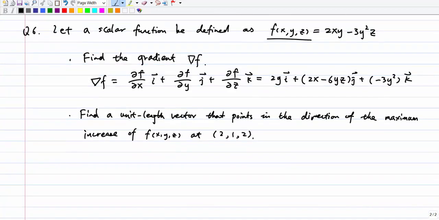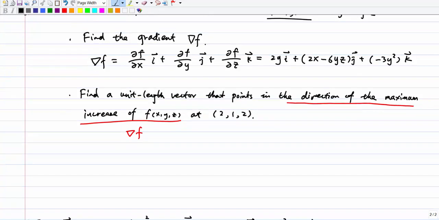The second question is to find a unit length vector that points in the direction of the maximum increase of f(x, y, z) at this point. One key concept is that the direction of the maximum increase of this scalar field is given by the gradient. The gradient gives the maximum increase of the scalar field at any point. So by knowing that, we can calculate this gradient. We just have to figure out first what the gradient is at this point, which means x is 1, y is 2, and z is 2. We're trying to figure out the gradient that gives a maximum increase.